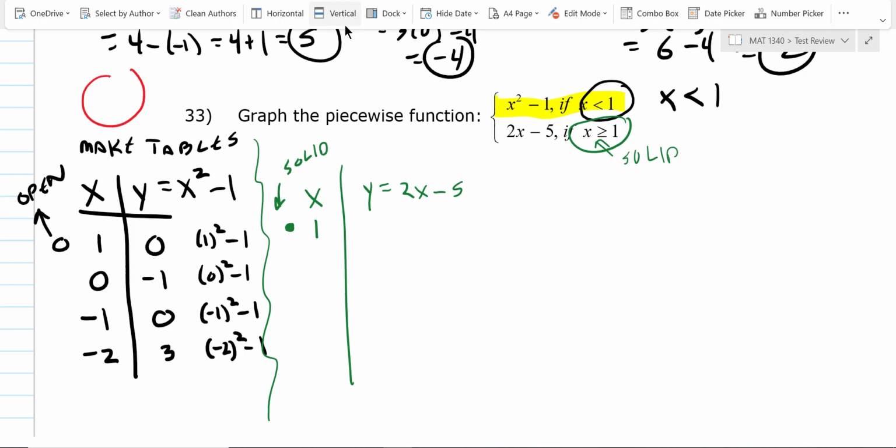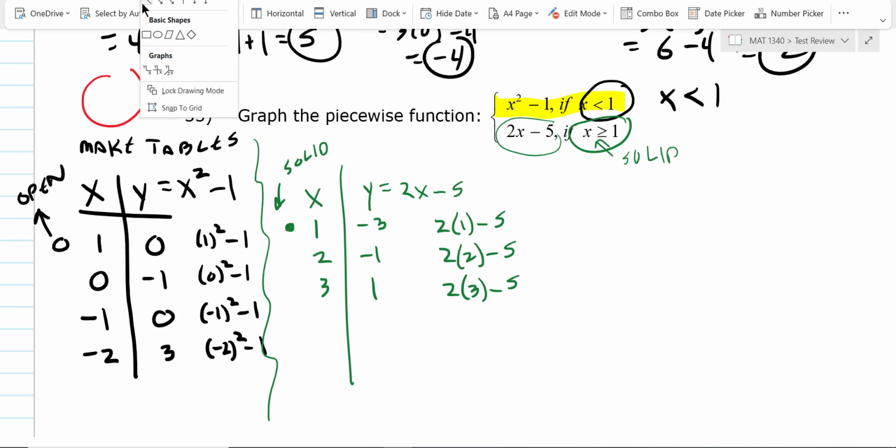Now just pick whatever numbers you want that are bigger than 1. Just keep it simple. I'm just going to do those numbers there, and I'm going to plug into 2x minus 5. So I do 2 times 1 minus 5, that's negative 3. I do 2 times 2 minus 5, that's negative 1. I do 2 times 3 minus 5, that gives 1. Okay, so it's arithmetic. It's knowledge of what x values to use and then the arithmetic, how to plug them in.